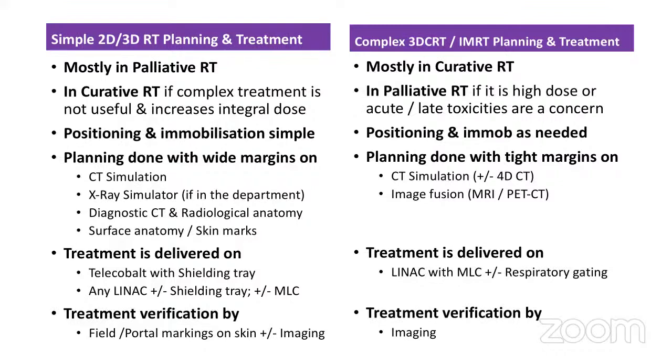And of course, in complex 3D CRT or IMRT, you have to have reliable and reproducible positioning and immobilization, and that cannot be done without CT-based planning, without 4D CT. And many times you would require MRI if the delineation of the tumor or the normal tissue is not proper, or not reproducible or accurate on CT, or sometimes PET CT. And for treatment, you will require a LINAC with MLC. These days, you can't treat without MLC, without gating or other features. Okay, and imaging is necessary for verification.